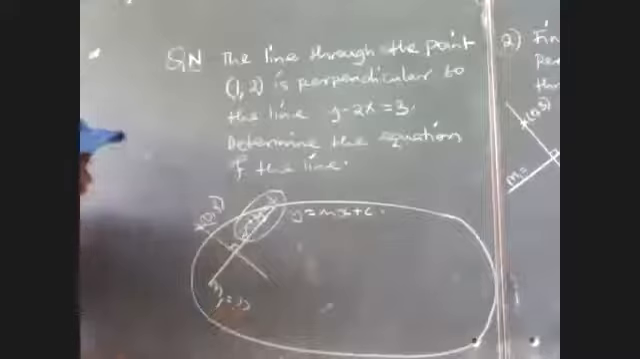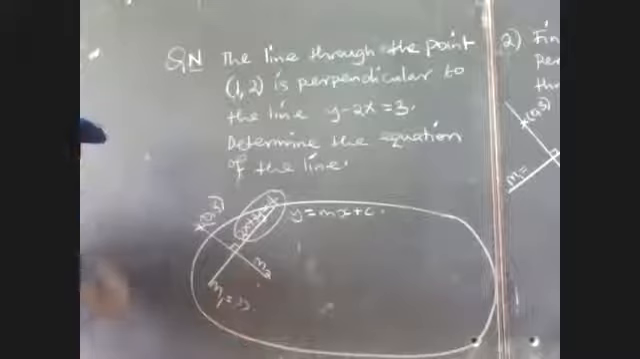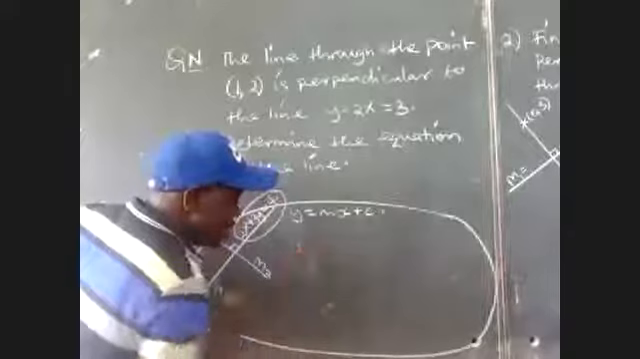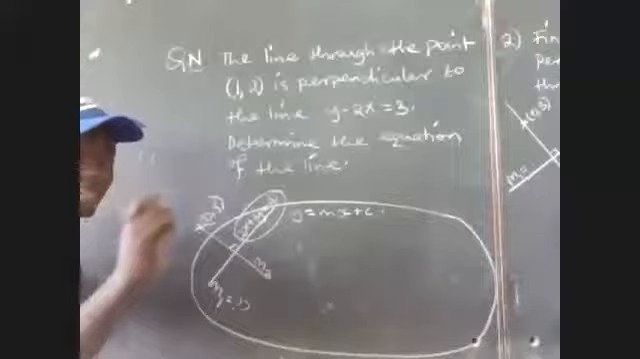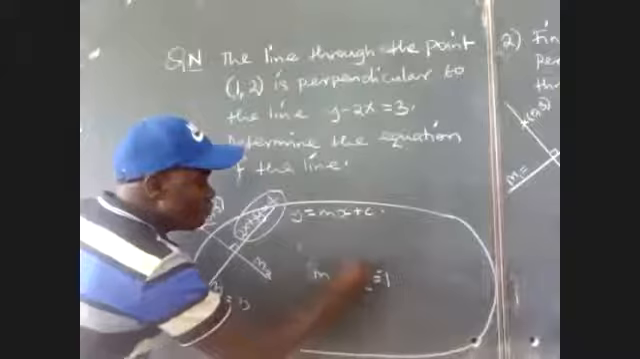Now, after getting m1, we look for m2. How do we get m2? We get it from the condition for perpendicular lines. We know that if lines are perpendicular, then the product of their gradients is negative 1. So you say m1 times m2 is equal to negative 1. This will help you to get m2, which is the gradient of this second line.